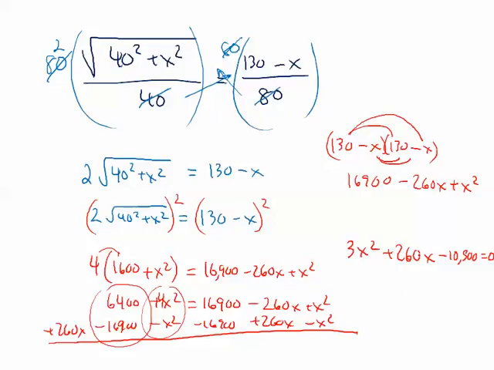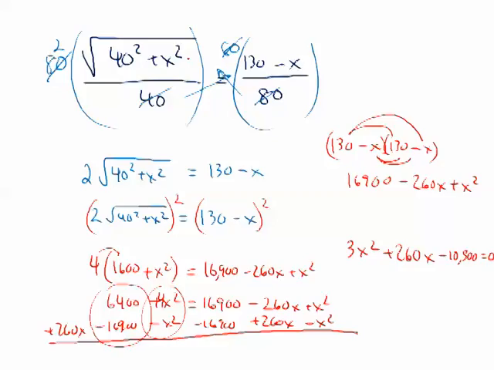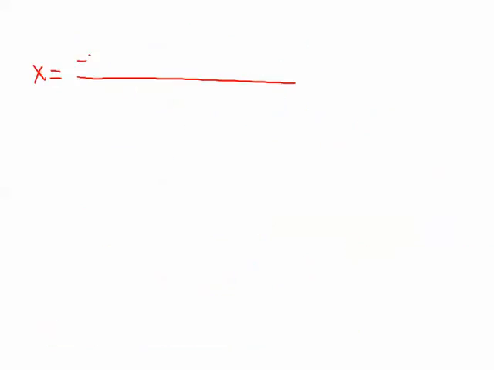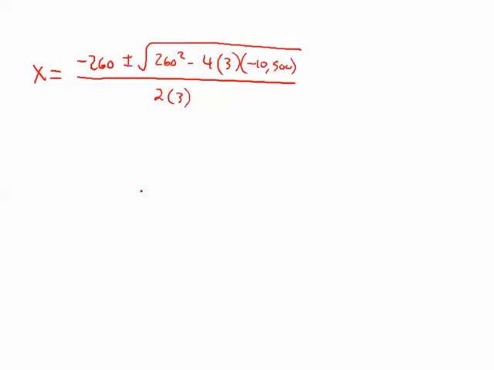Quadratic formula, here we go. Big, humongous number, oh boy. So 260, so negative 260 plus or minus 260 squared minus 4 times 3 times a negative 10,500, over 2 times 3, and I suggest you use a calculator. Just saying.